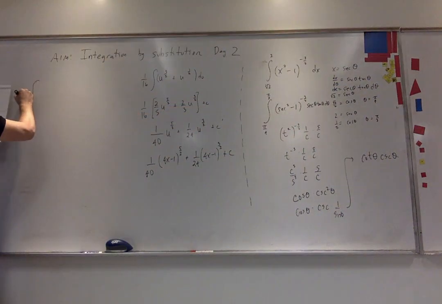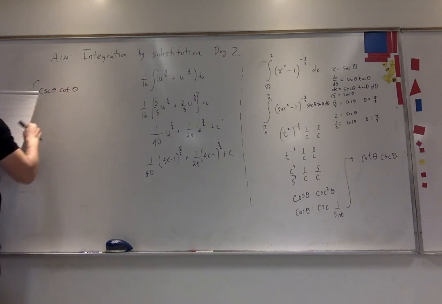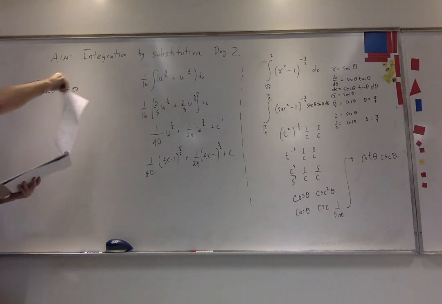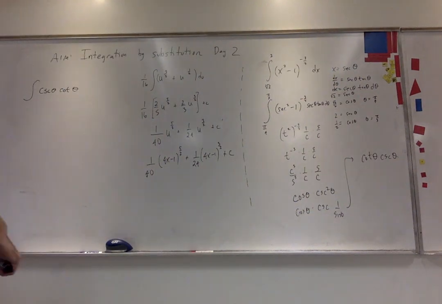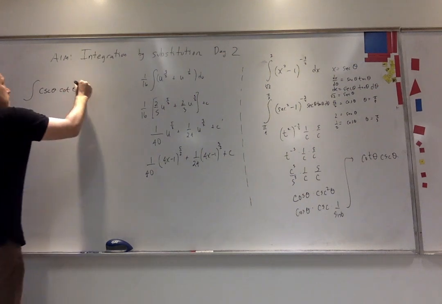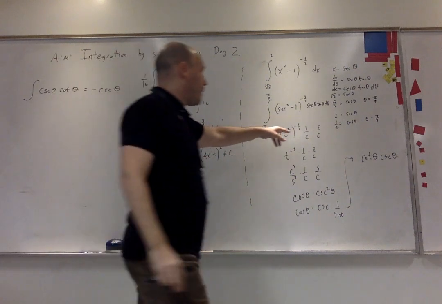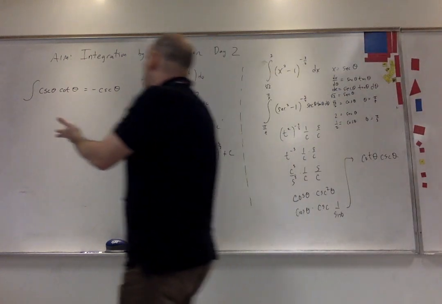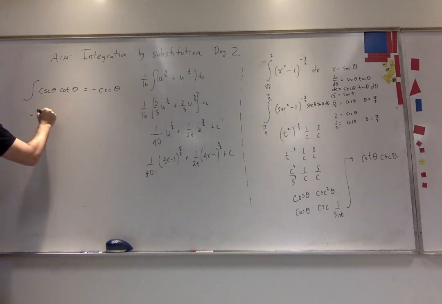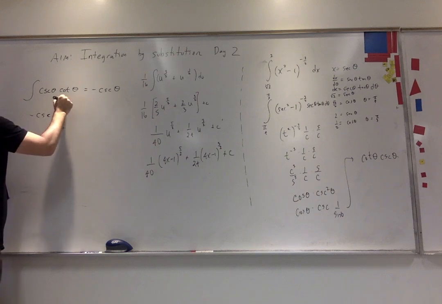The integral of cosecant theta cotangent theta is, what is that? It's negative cosecant theta. Do I have any numbers here I need to take care of? No, I'm in good shape. And so, simply put, we have negative cosecant theta from pi over 4 to pi over 3.